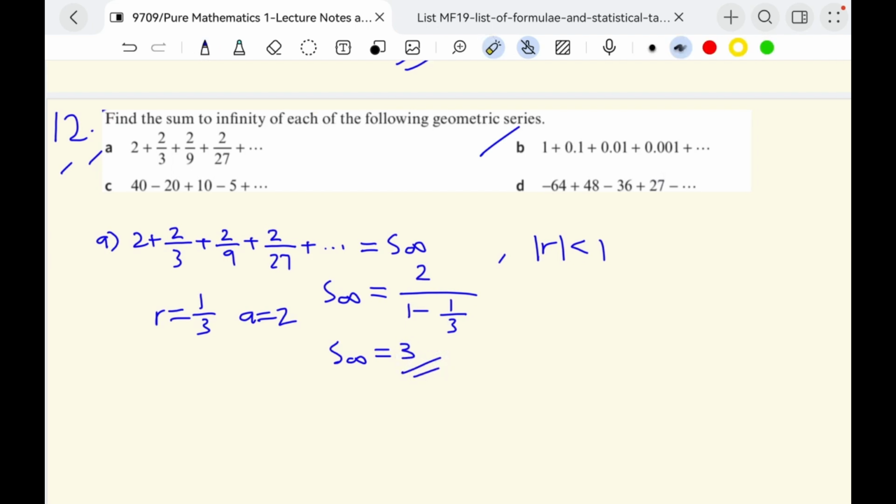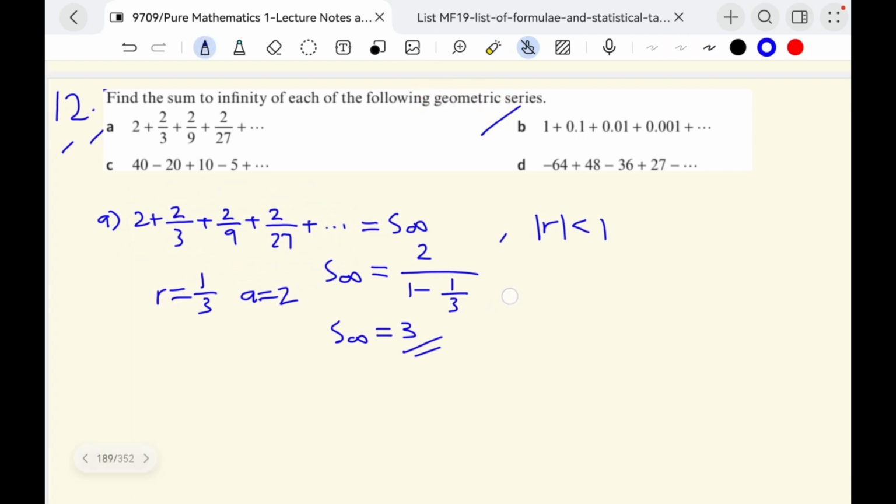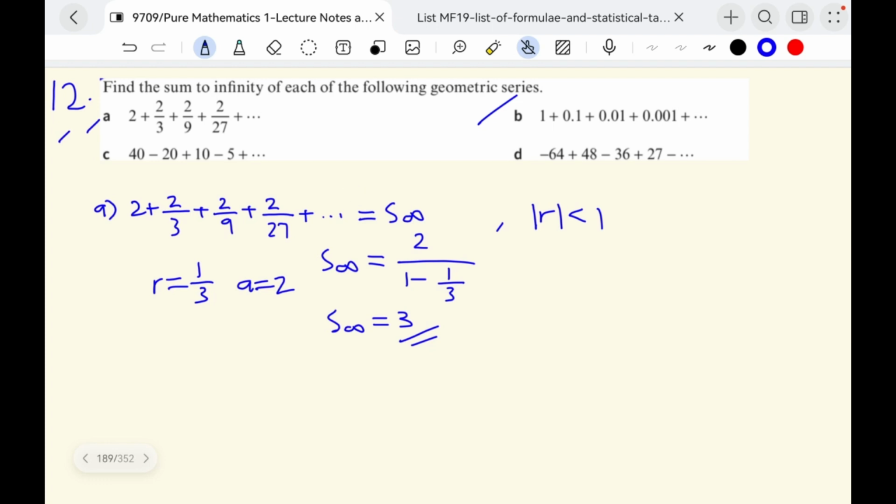Because for each subsequent term, it is negligible, the following terms are approaching 0. Right? So this entire thing, we can count it as 1. Or you can search it on YouTube to visualize this, you can interpret it geometrically. That's why it's called a geometric series. Okay? So for part B.